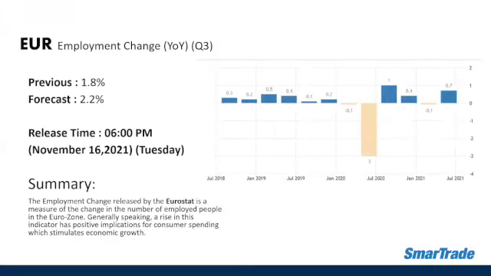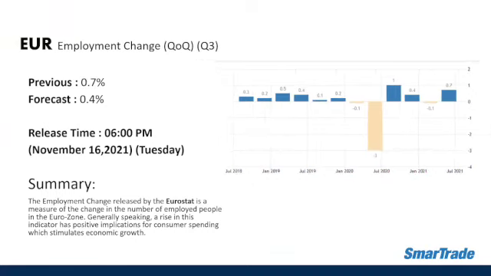And followed by the employment change for the Eurozone on a yearly basis for the third quarter. The previous data is 1.8%, and the market forecast at 2.2%. The release time last night was 6 p.m. And the actual data was 2%. So it was actually not good data since they were forecasting much higher. But compared to the previous data of 1.8%, it's slightly higher, by about 0.2%. And also the quarterly basis for employment change: 0.7% for the previous data, the market forecast at 0.4%, and the actual data 0.9%.